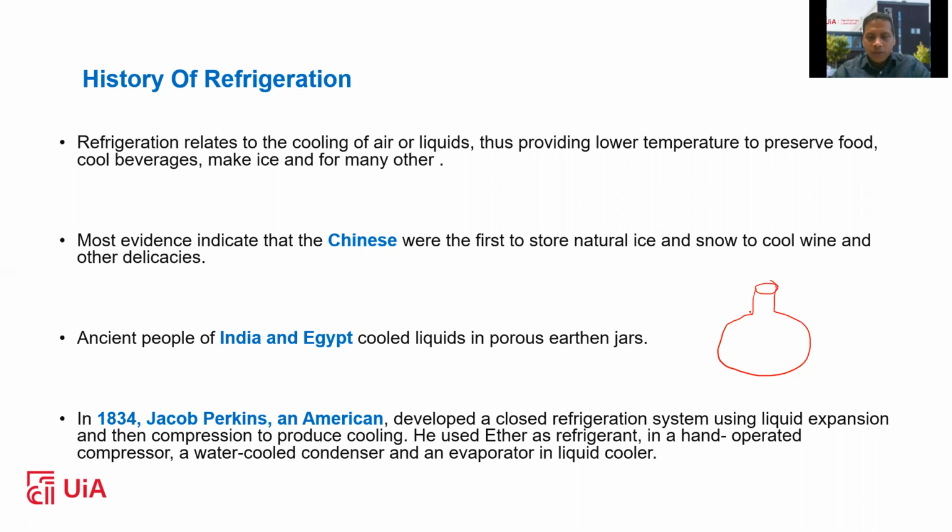And then he used a kind of hand-operated compressor to make it run, and used a condenser and evaporator to have a closed-loop refrigeration cycle. Nowadays it is developed further, but we are still using the concept developed by Jacob Perkins.